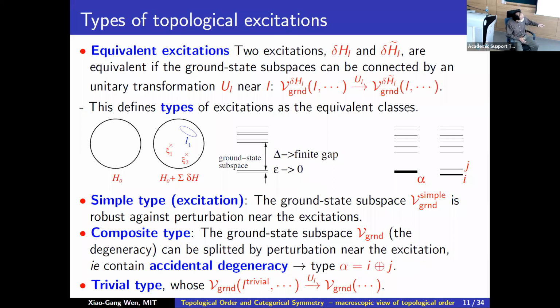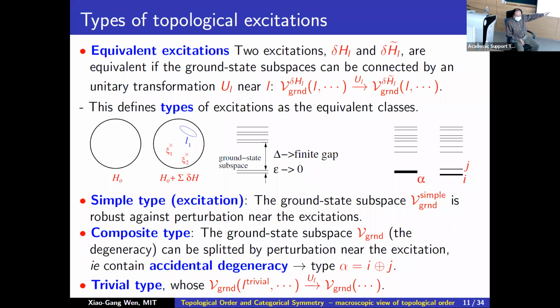And what's the difference? The simple type means the stable type. Usually when you have a trap, trapping some excitation, you have a ground state subspace, we usually automatically assume this ground subspace is stable. It's generic. It's not fine-tuned. But it could be fine-tuned, meaning that if you add a little perturbation, change a little bit, they may split. So this is such a new situation.